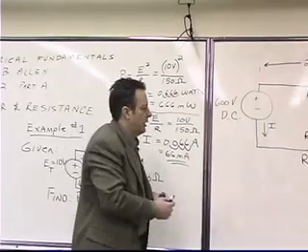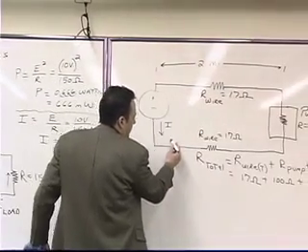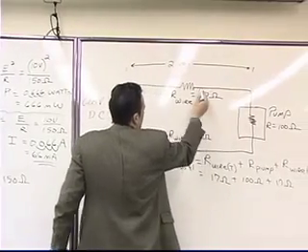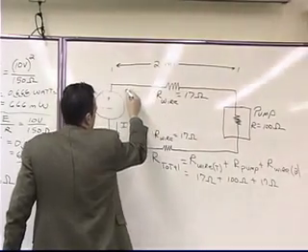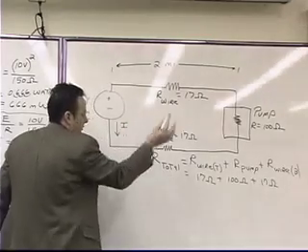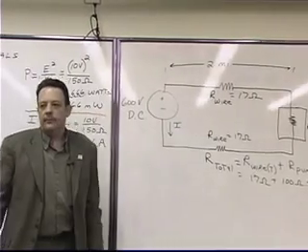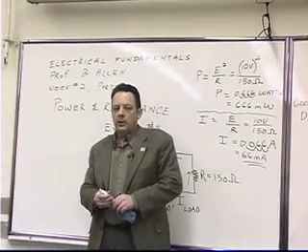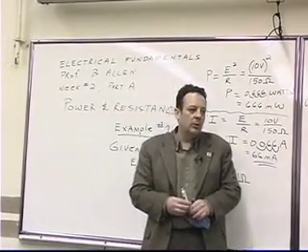Same thing in the circuit. If you've got 10 amps flowing here, you're going to have 10 amps flowing here, and here, and here. You have 10 amps flowing everywhere. That's the definition of a series circuit. The current is the same in all components.